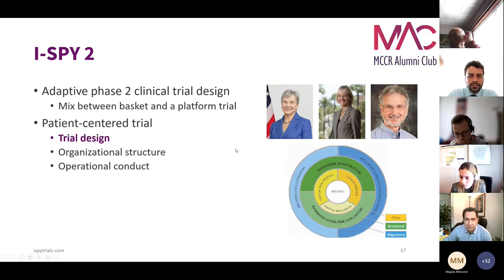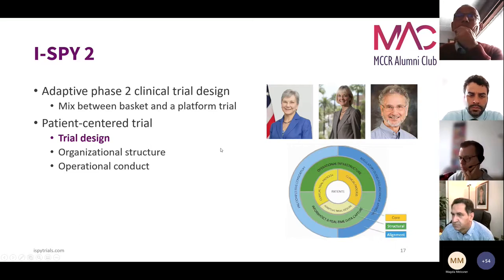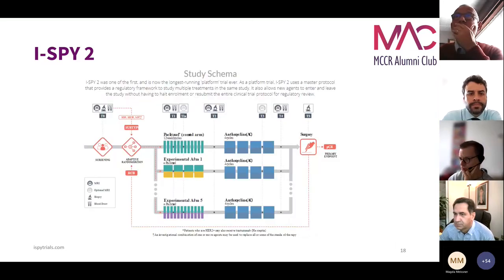So this was innovative because, remember, they are focusing on the neoadjuvant setting, and by the time they launched, think of it, 2009, there were not so many trials in the neoadjuvant setting. So it was very innovative, and not so many people were for it. It was very controversial until they started seeing the results. This is a study schema. I will not go into it, but just keep in mind that they have biomarkers and they're moving forward.